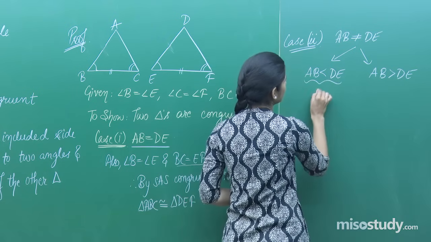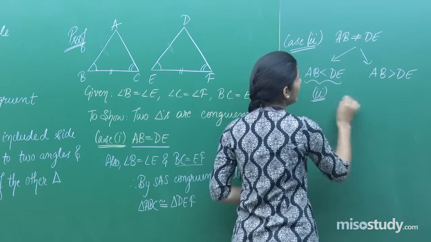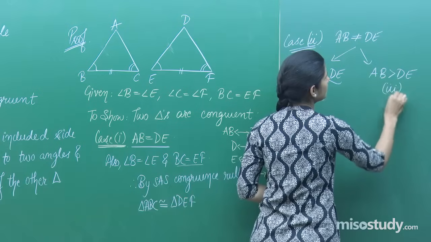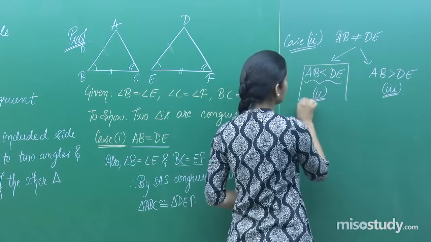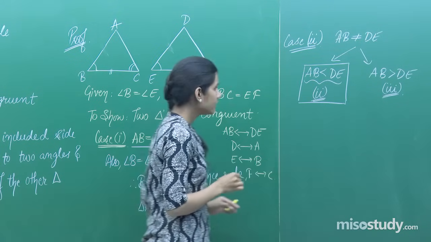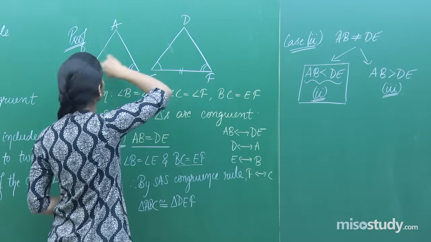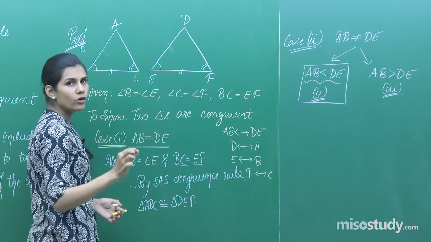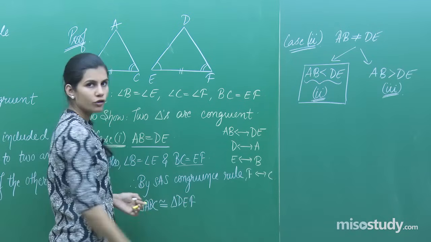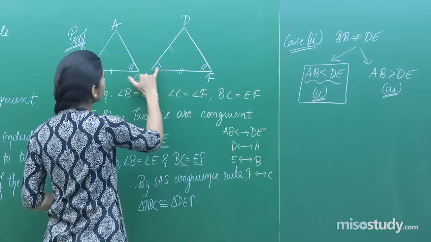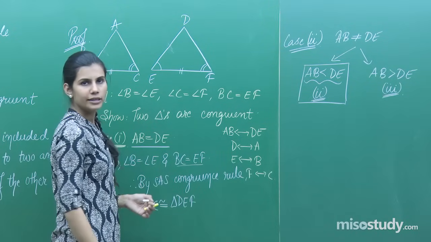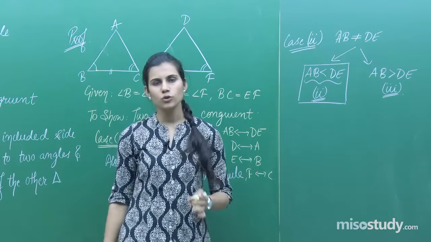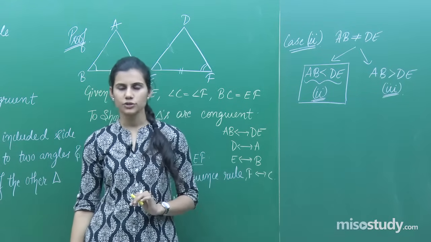We are going to discuss this in case 2, and we are going to discuss this in case 3. Try to focus upon this situation and see if DE has length more than AB, how can I then also prove that both these are congruent, given that these two angles are equal and the included sides are equal. Try to think upon it. We'll be completing its proof and watching out its applications in the next lecture.